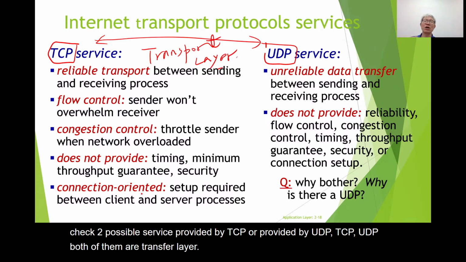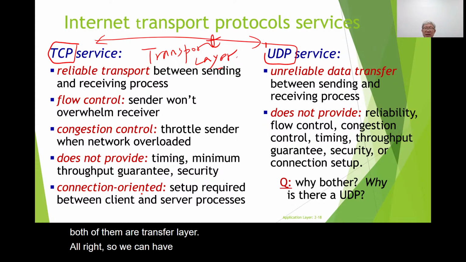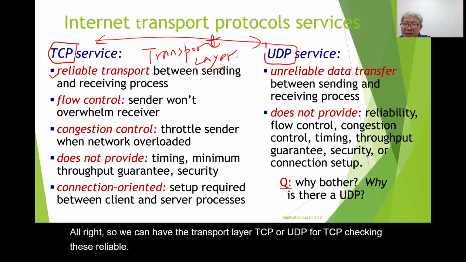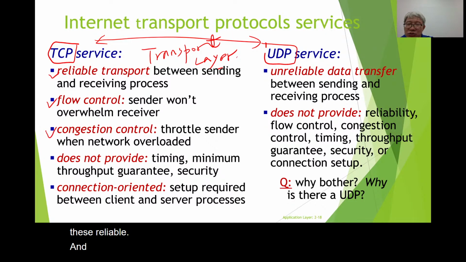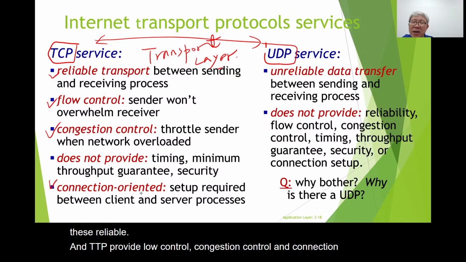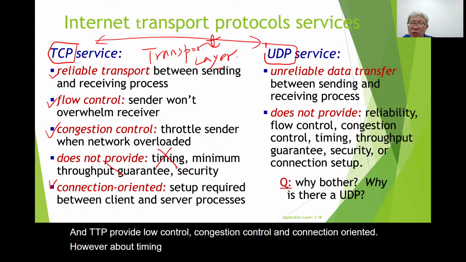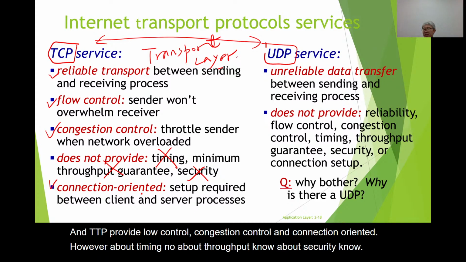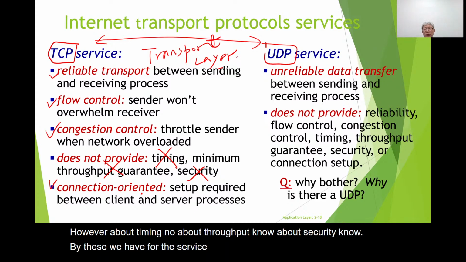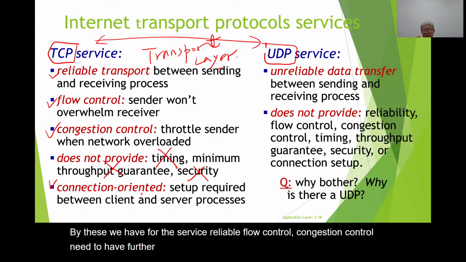All right, so we can have the transport layer TCP or UDP. For TCP, checking this, it's reliable. And TCP provides flow control, congestion control, and is connection oriented. However, about timing, no. About throughput, no. About security, no. By this, we have the services reliable, flow control, congestion control. It needs connection setup, so we have connection oriented.